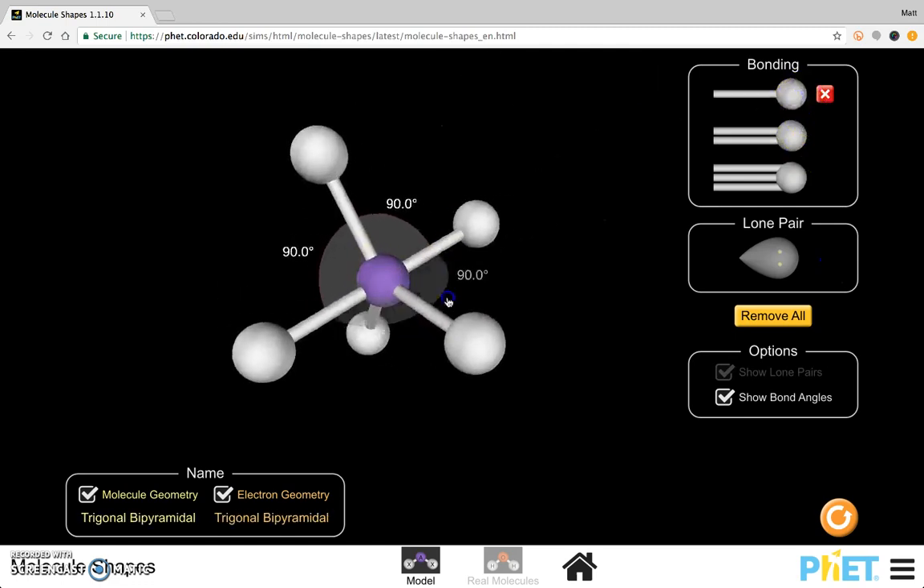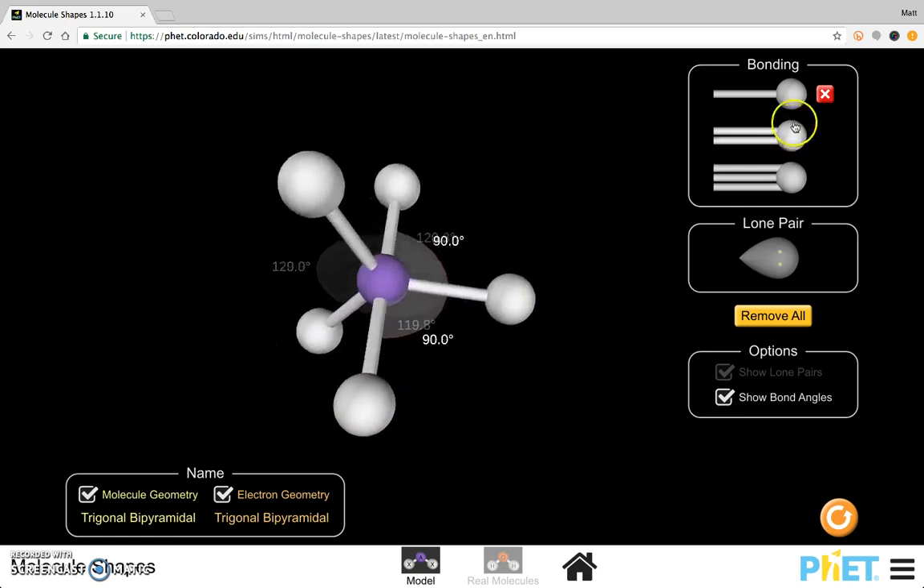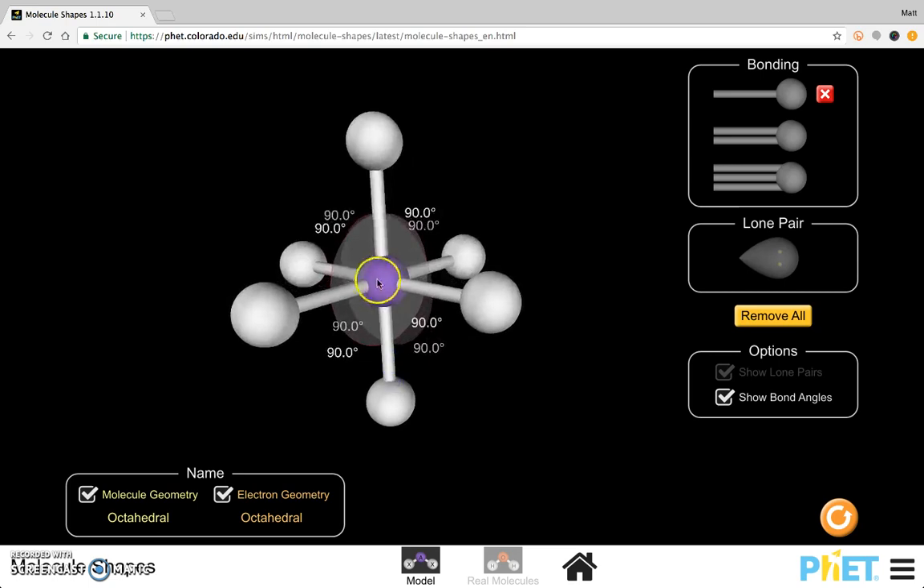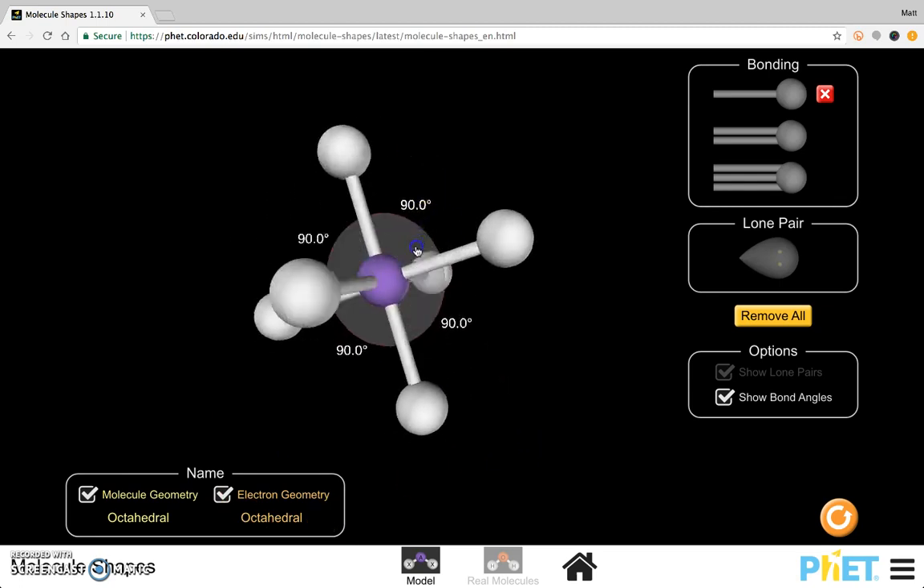All right, I'm going to add one more electron group as a bonding group. This will be the most complex geometry that we'll deal with. 6 electron groups around the central atom. With 6 bonds, 0 lone pairs, the electron and molecule geometry are both what we call octahedral. Everywhere we look on the molecule, the bond angle is exactly 90 degrees.